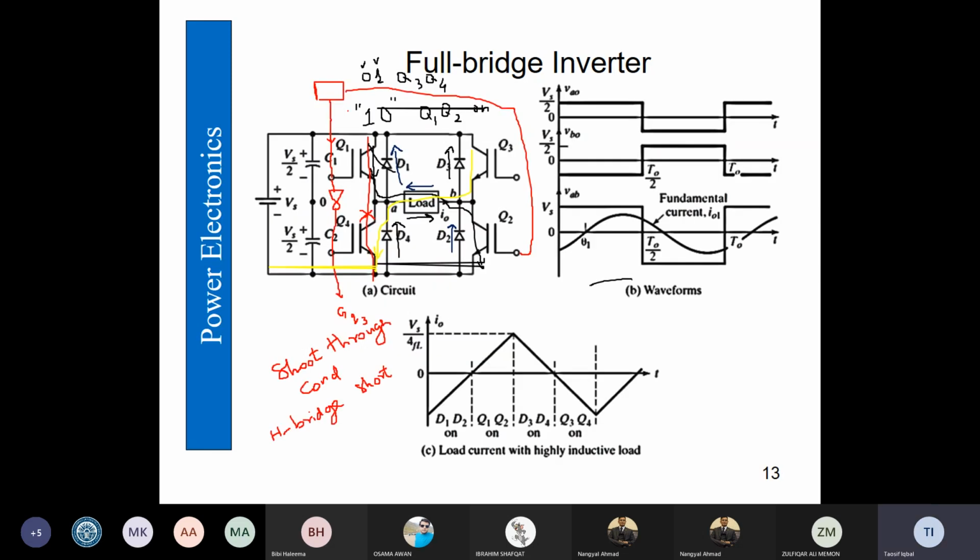Okay. So next is the full bridge inverter. In the full bridge inverter, there is a difference between the half bridge inverter connections and the full bridge inverter connections. So you have to be very careful when you are drawing the circuit. Although we are using the same capacitors, two capacitors with supply Vs/2, we are not using this branch.